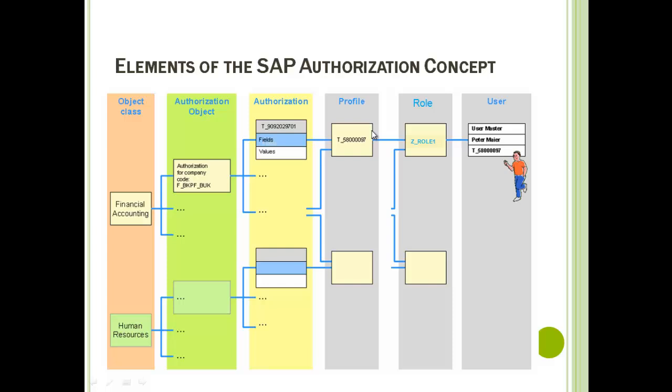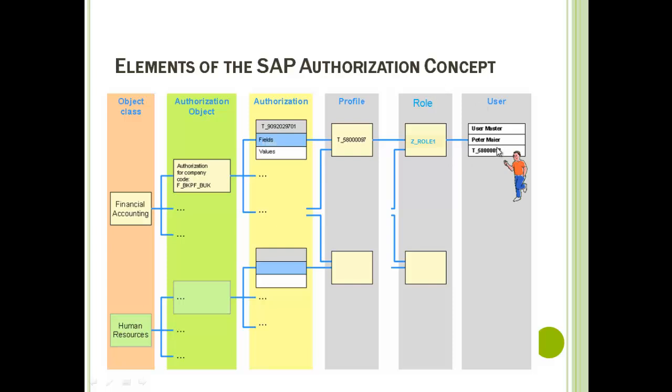Then we will come to profile. All together these authorizations will create a profile. This profile will have a technical name, and this profile is coming from a role, and this role is assigned to a user. In turn, while assigning this role to the user, this will assign the profile. So: authorization class, authorization object, authorization, profile, roles and users.